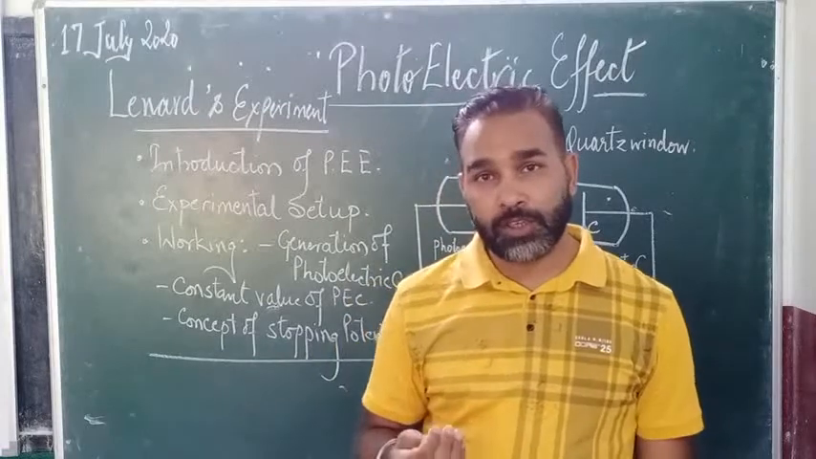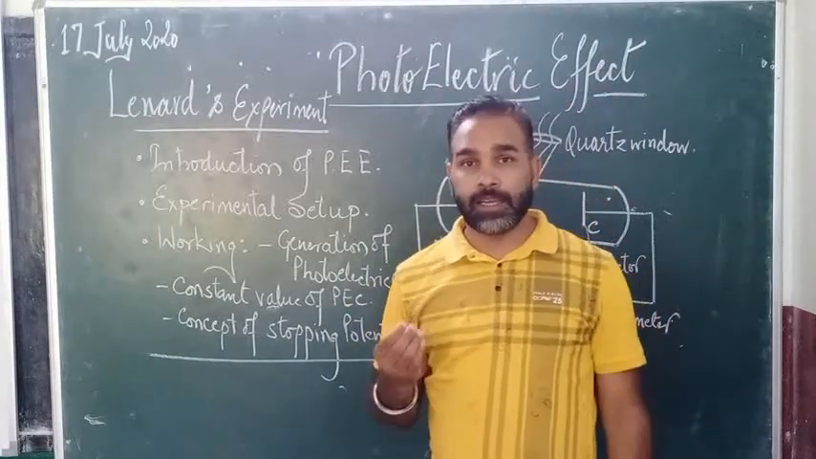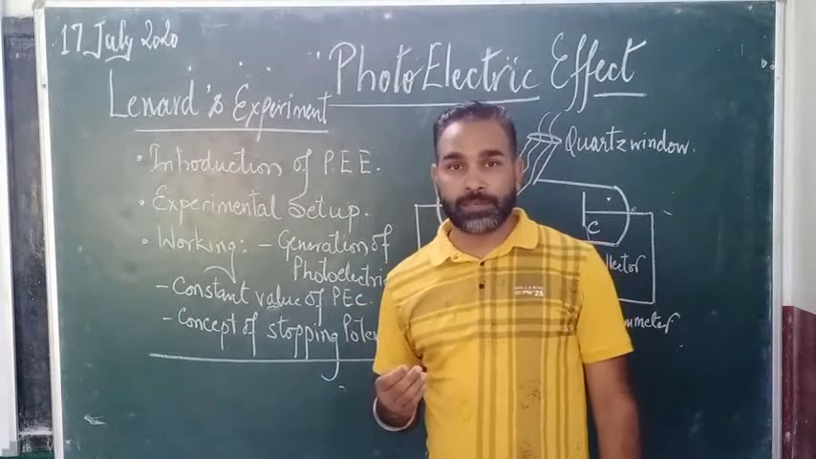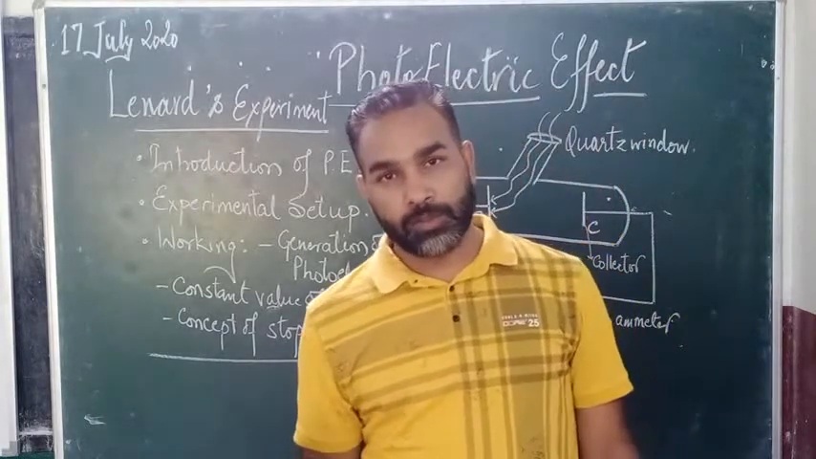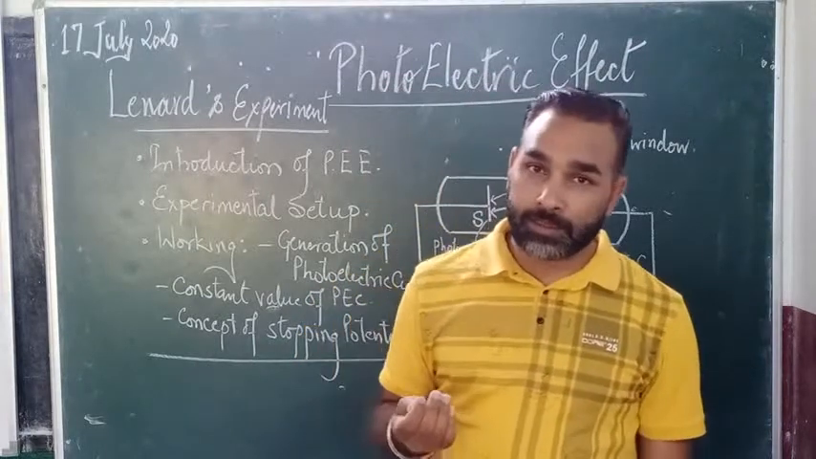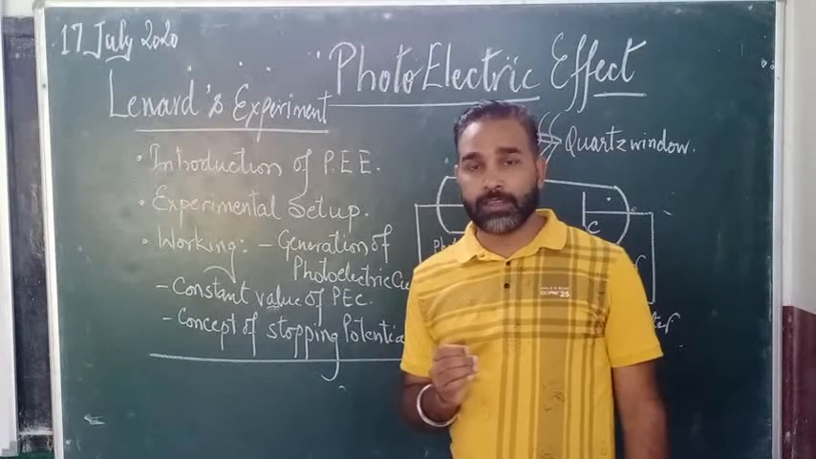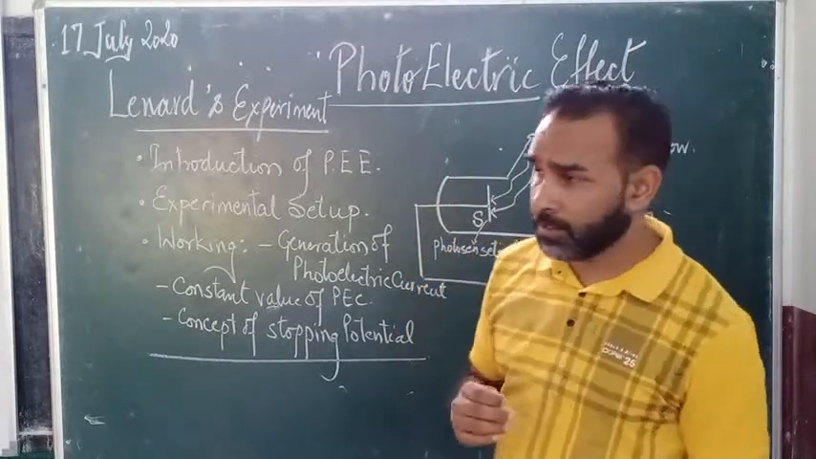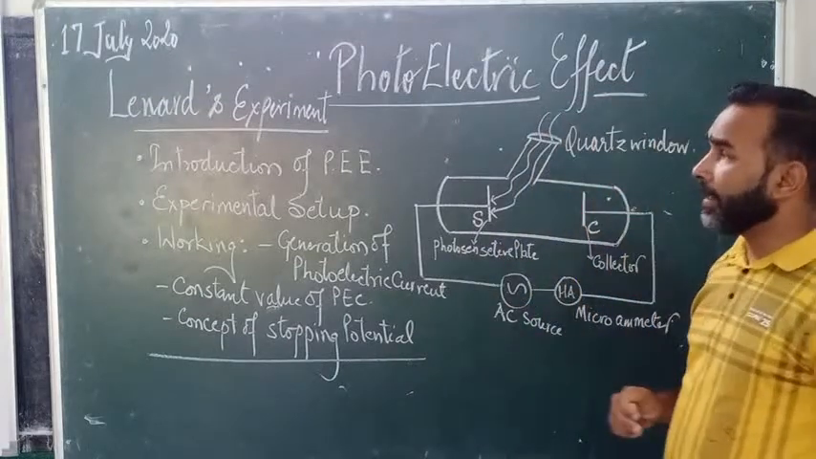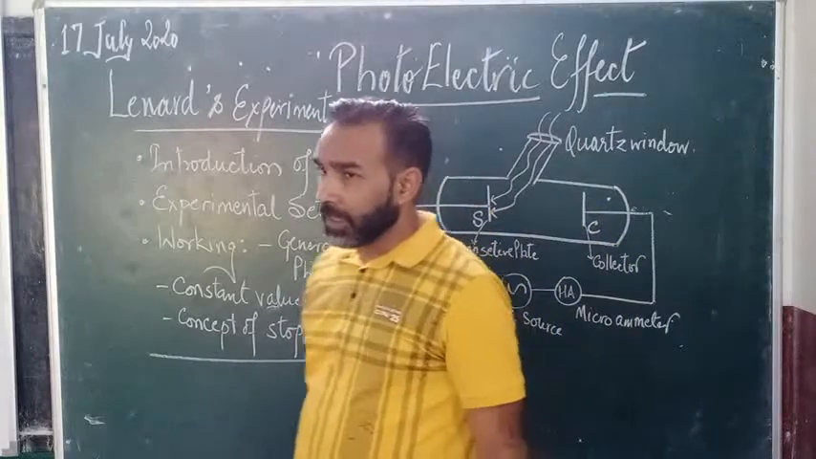Like in the previous video we discussed, zinc, aluminium and magnesium emit electrons when light of the ultraviolet region of frequency is incident. Same we discussed about alkali metals, that if visible region light is incident on them, then they will emit electrons. So in this topic we will discuss Lenard's experiment in detail.